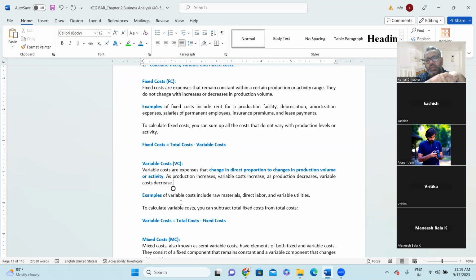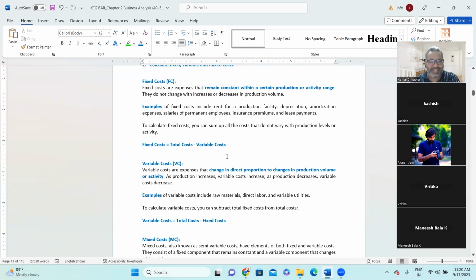Right? Vartika, Manish, any example you guys would like to add on variable cost or fixed cost? Are you guys here? Yes, sir. Would you like to add any example? No.